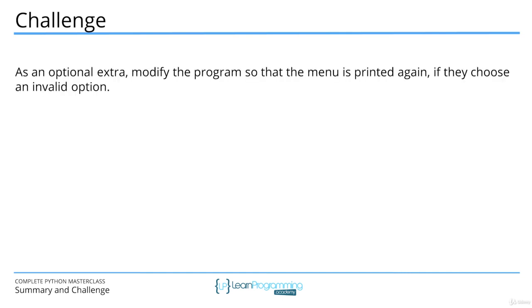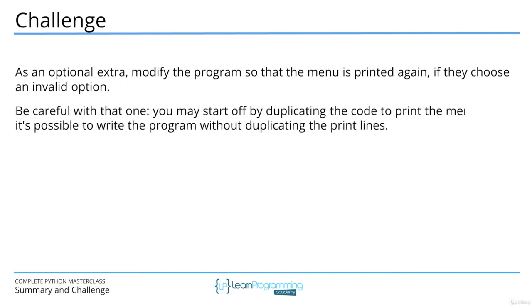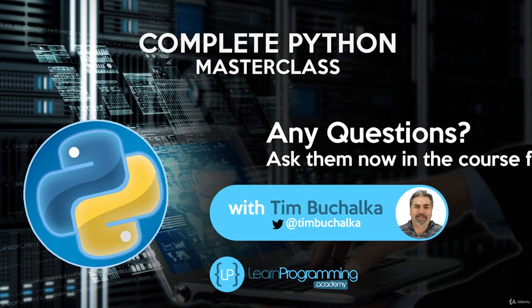That's an optional extra. Modify the program so that the menu is printed again if they choose an invalid option. Be careful with that one. You may start off by duplicating the code to print the menu, but it's possible to write the program without duplicating the print lines. So that's a challenge.